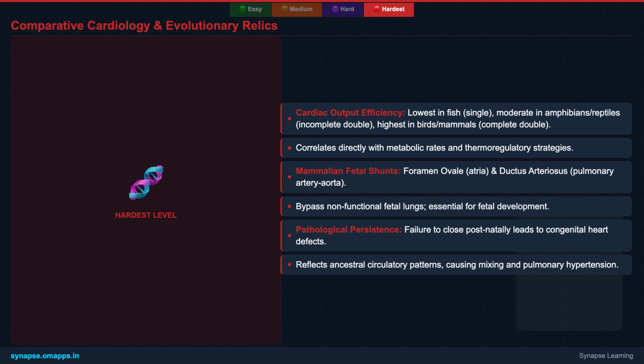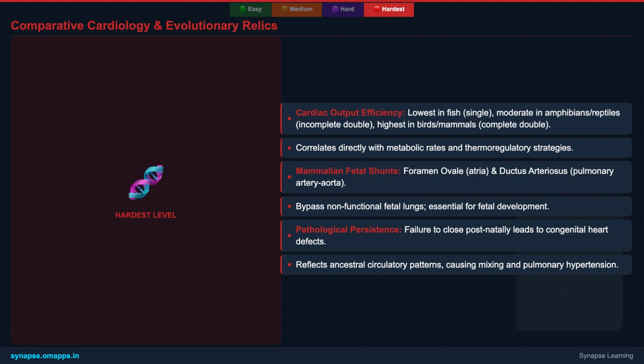Finally, let's consider pathophysiology and evolutionary relics. In mammalian fetal circulation, the lungs are non-functional, so blood bypasses them via two crucial shunts, the foramen ovale, between the atria, and the ductus arteriosus, connecting the pulmonary artery to the aorta. These are adaptive fetal pathways.